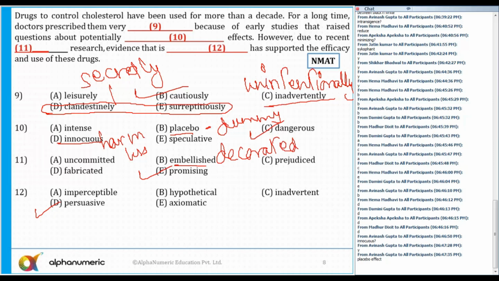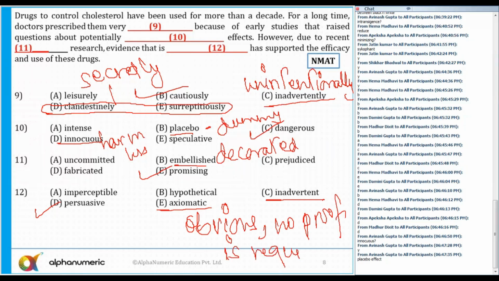Axiomatic, if something is axiomatic, it is obvious. If something is axiomatic, it is obvious. No proof is required. It is axiomatic. Everybody knows it. Everybody can see it. If something is imperceptible, it cannot be seen. It cannot be perceived.